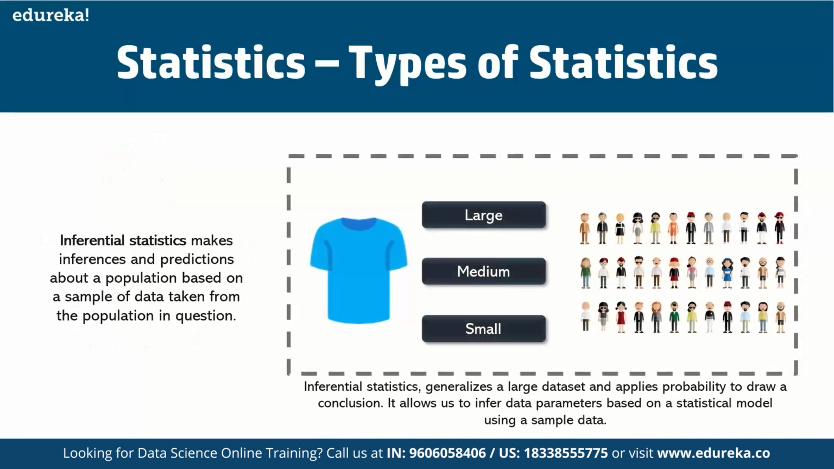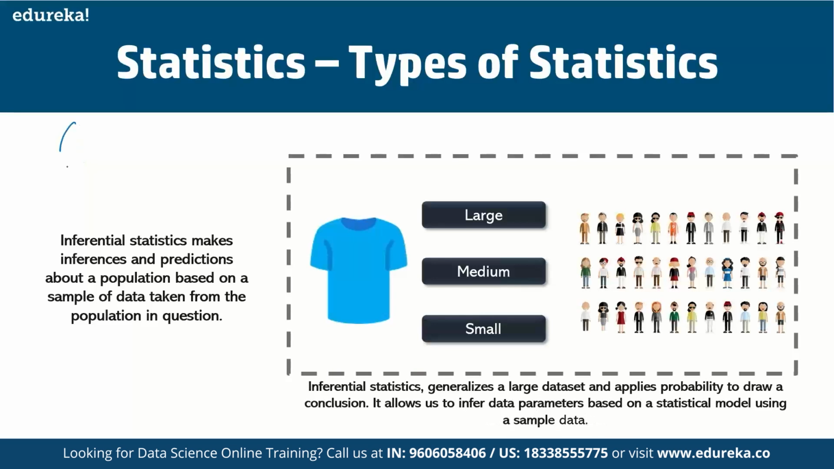So what is the next one? Inferential statistics. Inferential statistics is what we will be using mostly in data science, because we will not have the entire population of data. This is your population, and you're going to get only a sample. So you're going to work with multiple sample data sets. Here, inference means: can I infer something about this population using this particular sample?